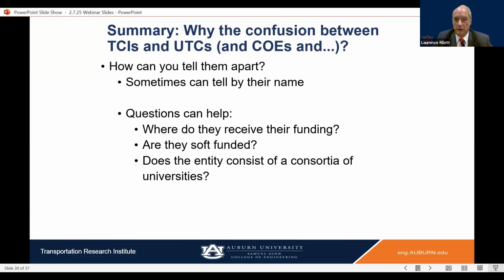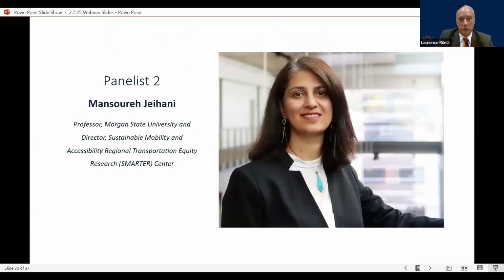So where do they get their funding? Are they soft funding? Does the entity consist of a consortium of universities? A lot of times they'll tell you on their website, yeah, we are a federally funded center, as opposed to being just a university center that goes and gets research and competes for centers. That's sort of the differentiation. So I think that was a very quick overview of what we're talking about. But as I said, the most important thing is to get some case studies, because I think it'll be much clearer than what I provided for you.